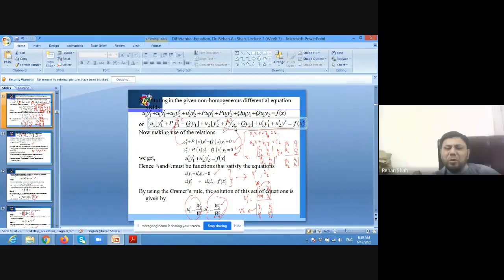Okay, so you will get u1 dash y1 dash plus u2 dash y2 dash equal to f of x. This is the second equation. You can see it in the second equation at the bottom, which is u1 dash y1 dash plus u2 dash y2 dash is equal to f of x. Is the bottom equation visible? Okay, so what is the first equation?